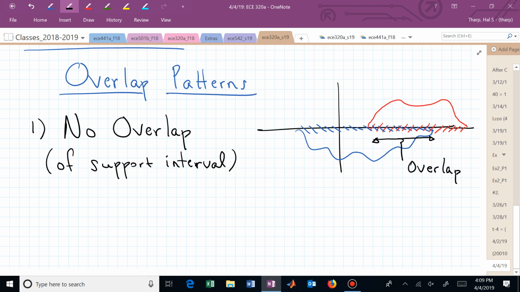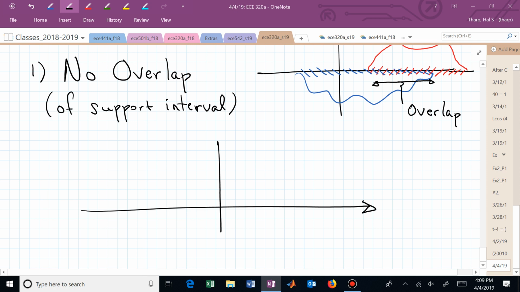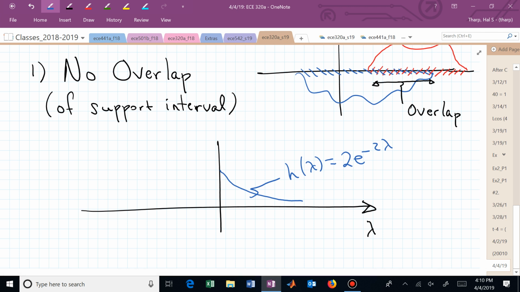Now let's look at the first overlap pattern, where there is no overlap, and you can immediately draw h of lambda. H of lambda was this, h of lambda equal to e to the minus 2 lambda. And now we're sliding t, varying t to establish unique overlap patterns. We're starting t very far to the left to see if there is a non-overlap location or value of t.